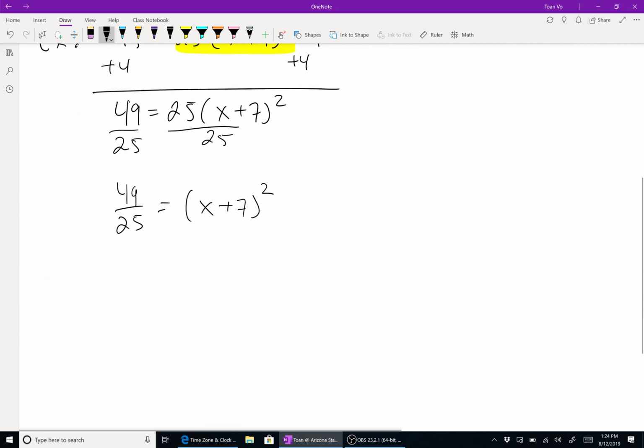And then to strip off the square, we use the inverse, which is a square root. Now, we've done square roots of fractions before. You just apply the square root separately to the numerator and denominator. So that is 7 over 5. A little footnote here.